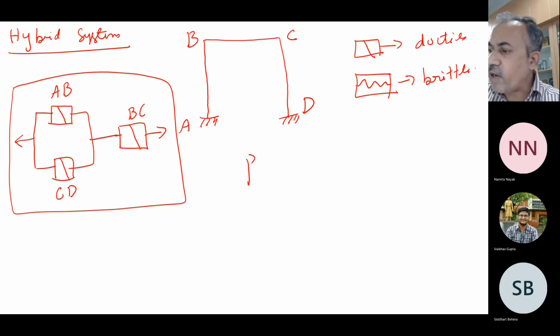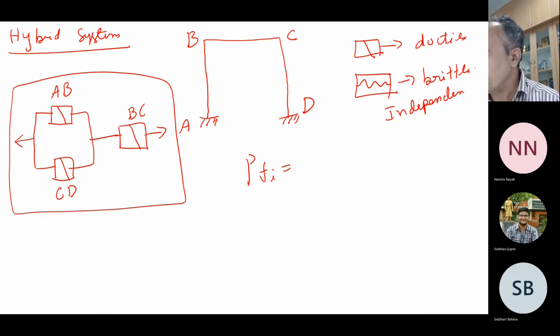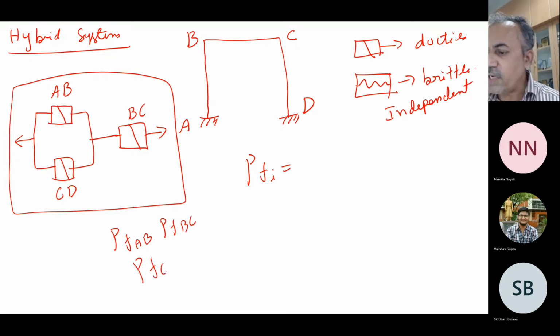And now what will be the probability of failure? You tell me, how do you calculate it? Now this and this are in series. Let us assume that all are independent, and let us say the probability of individual failure, that is, the probability of failure of AB, the probability of failure of BC, and the probability of failure of CD. These are the three individual failure probabilities.